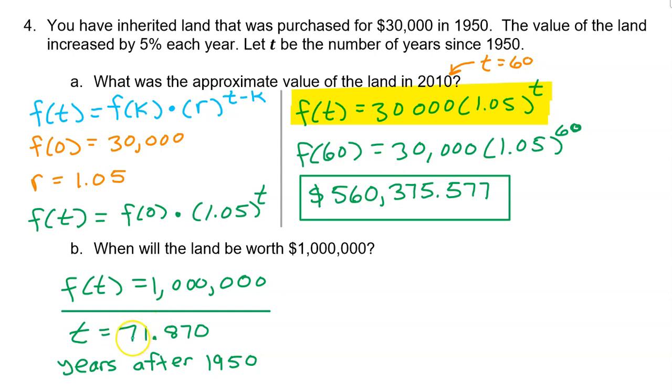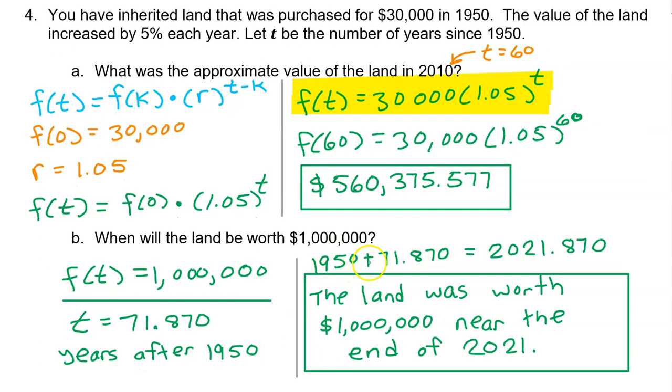So far we know that the land will be worth $1 million 71.870 years after 1950. Let's figure out what year that will actually be. 1950 plus 71.870 is 2021.870. So the land was worth $1 million near the end of 2021.